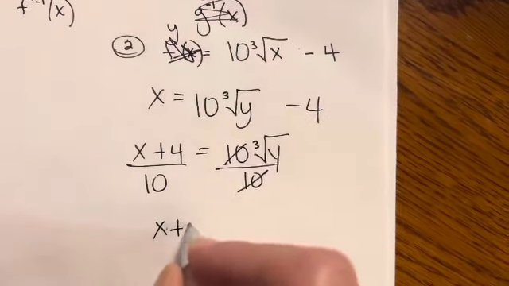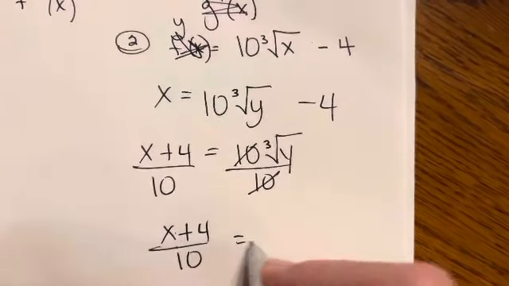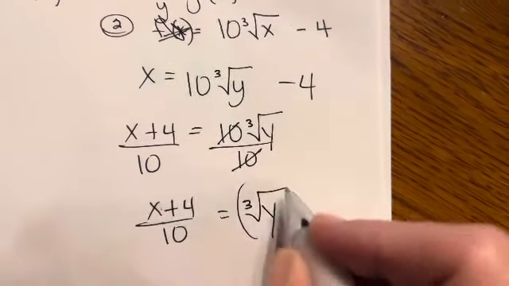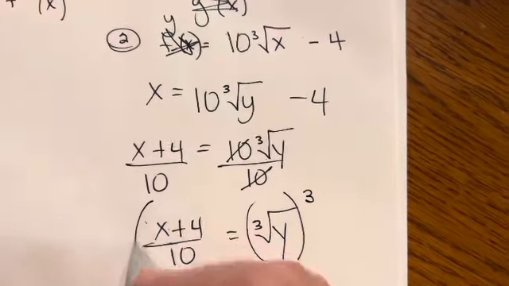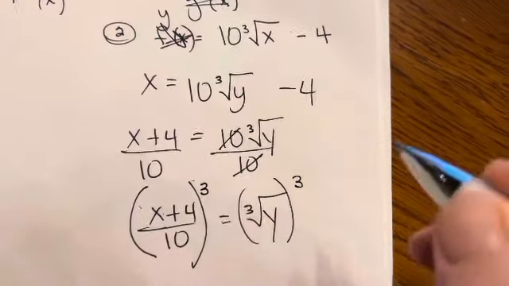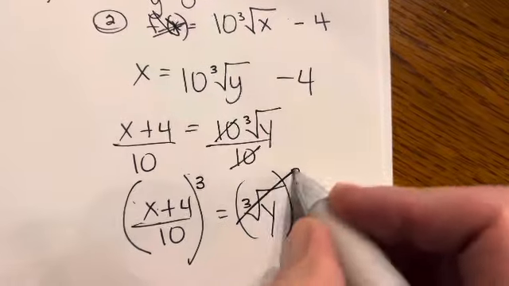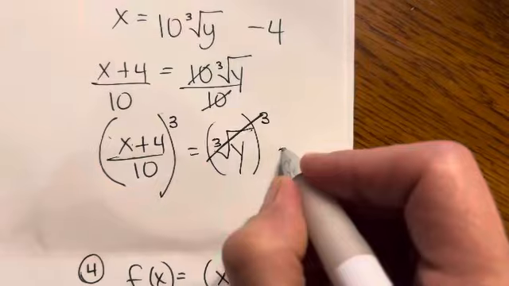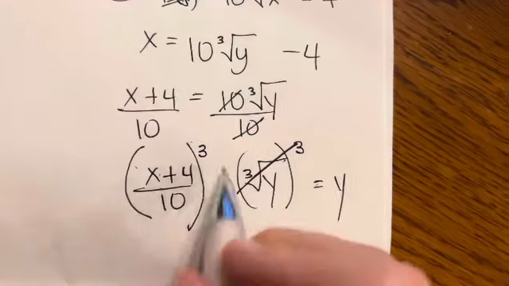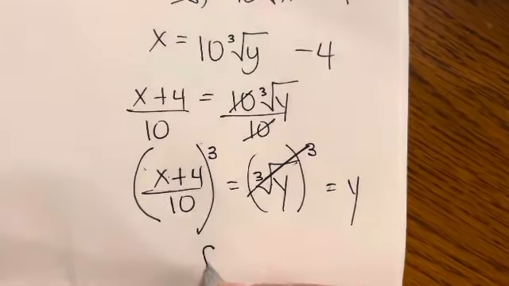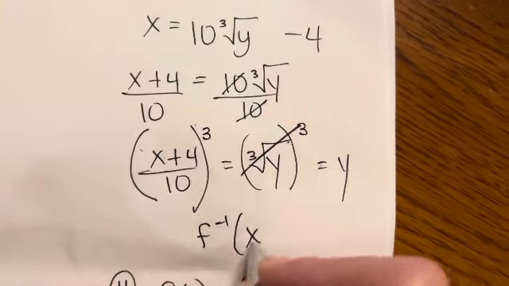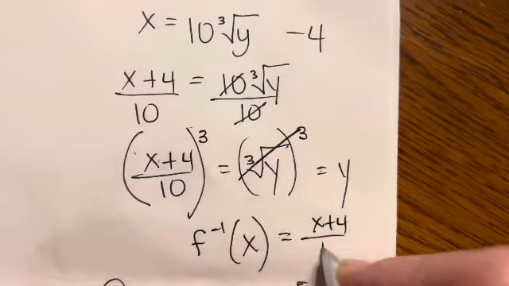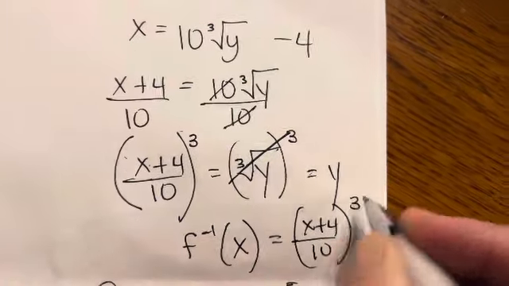So notice what I have here is x plus 4 over 10 equals the cube root of y. Well, the opposite of the cube root of y is taking it to the 3rd power. So I'm going to take this whole thing to the 3rd power. That way, these cancel. Those are opposite operations. So I've got the y by itself. This would be just a boring y right there. So this is my answer. The way you would write that is my inverse function of f of x is x plus 4 over 10, to the 3rd power.